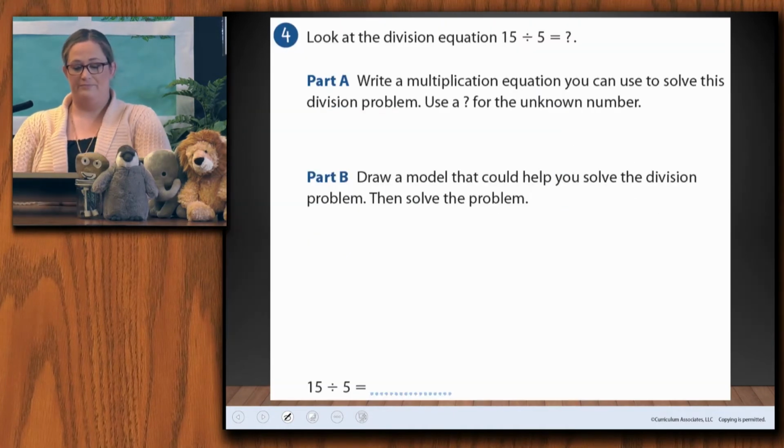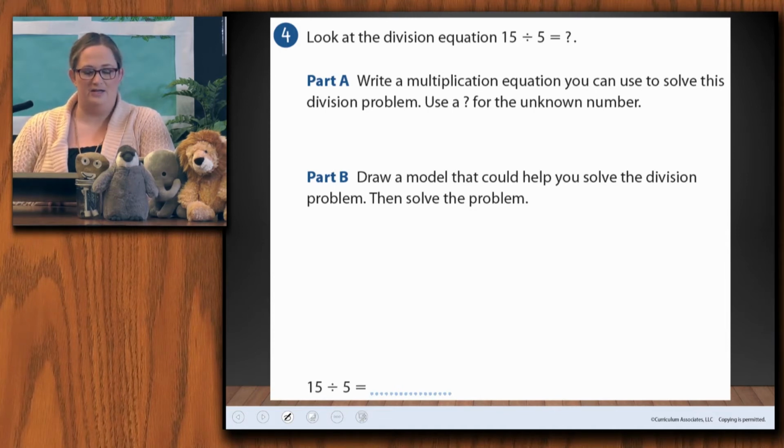Next problem. Look at the division equation 15 divided by 5. Wait a minute. We did this one earlier. The very beginning, with the apples in the bags. What was it? Who remembers? Yeah, 3, because 3 times 5 is 15. Write a multiplication equation you can use to solve this division problem. Use a question mark for the unknown.